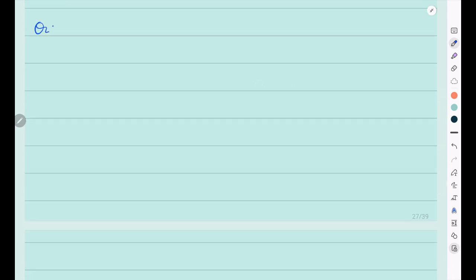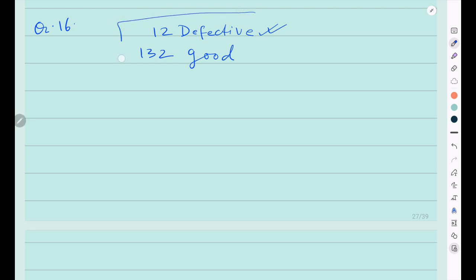Now let us take question number 16, for example. I will read it out. 12 defective pens are accidentally mixed with 132 good ones. So there are two kinds of pens: 12 defective pens, meaning we cannot write with them or they are broken, and 132 good pens. Both of them look exactly the same and they are totally mixed with each other.